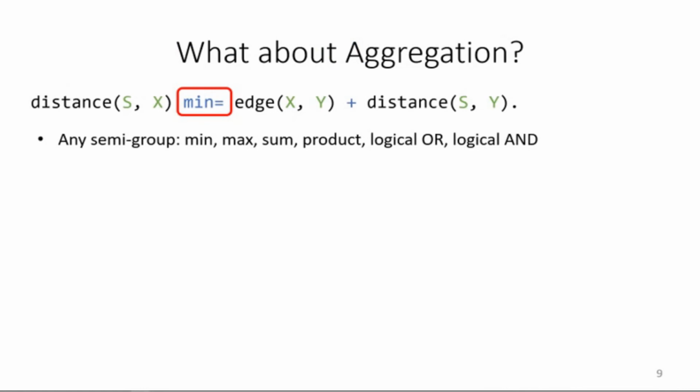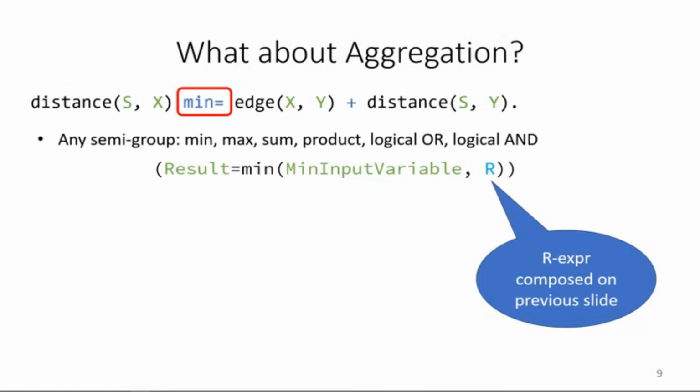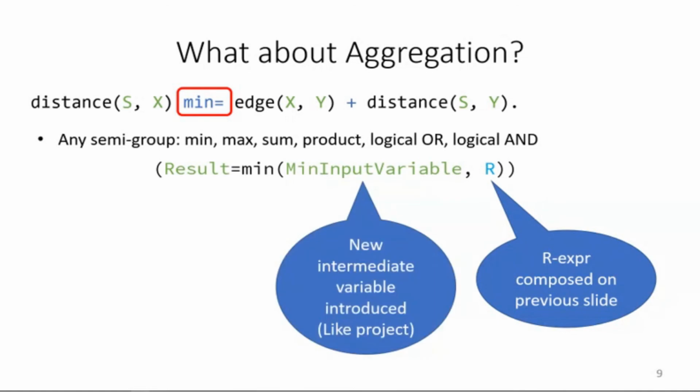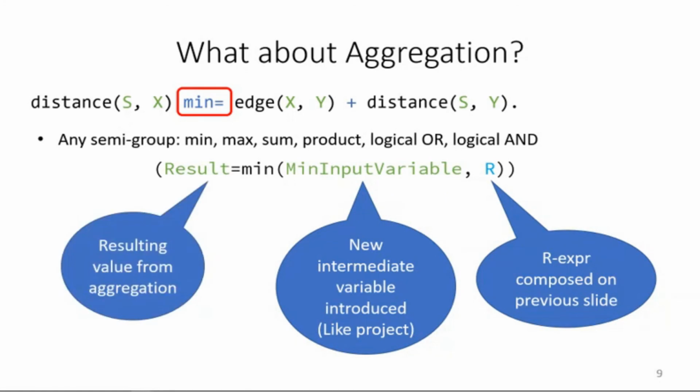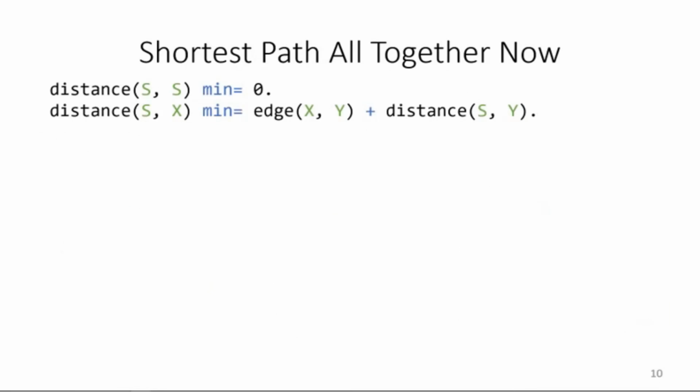So how do we introduce aggregators back into this program? Well, we introduce this directly into the R expression. It wraps the R expression that we have seen from the previous slide. There is a variable that is introduced which identifies what value is getting fed into the aggregator, just like with the projection. And here we also mark where the final result of the aggregation is going to be stored. So now that we have aggregation, let's show what the representation of the shortest path program is altogether.